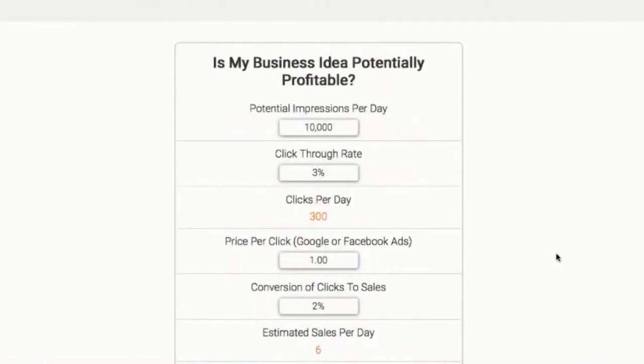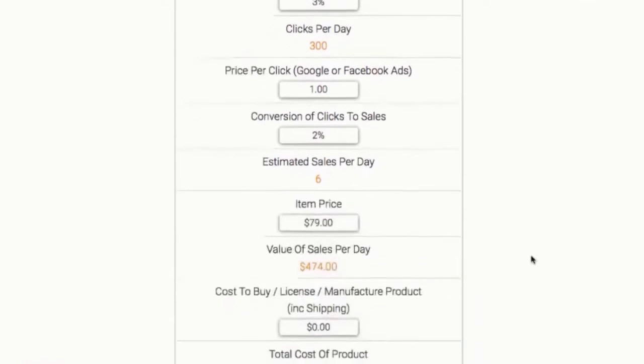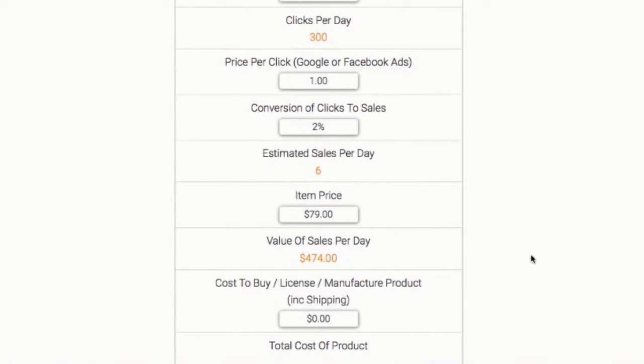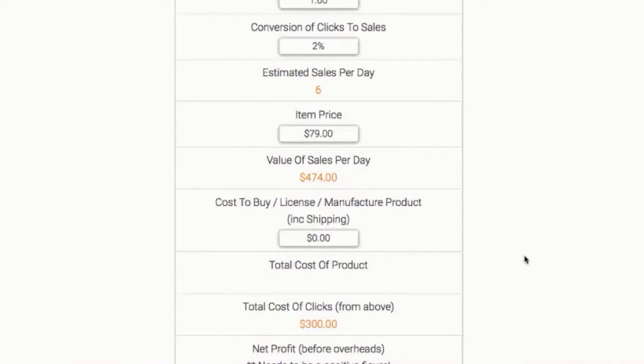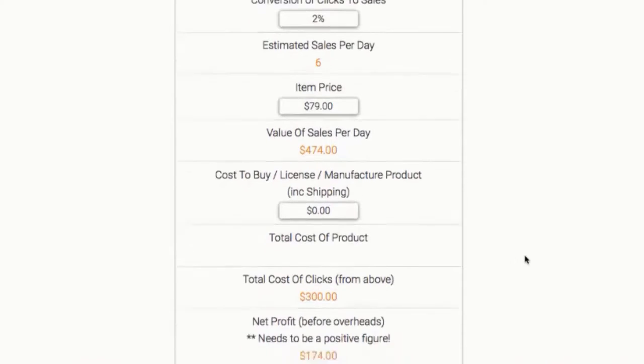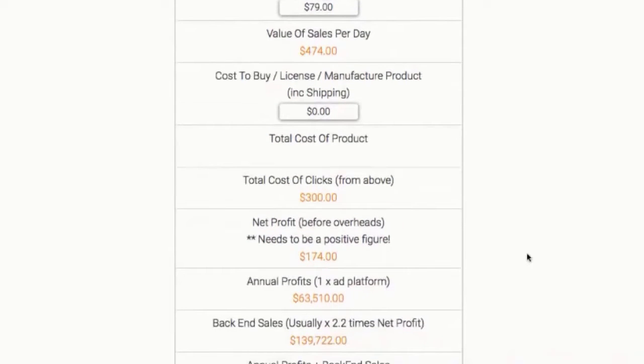So at 10,000 impressions a day with a click-through rate of 3%, we're going to get 300 clicks a day. Our price per click is $1 and we're going to get a 2% conversion to sales. So that means we're going to make an estimated 6 sales a day at $79. So the value of sales per day is $474. The cost to buy, license or manufacture the product in this case is $0. So we've got nothing in the total cost of product box. The total cost of clicks from above is $300, so our net profit before overheads is $174 a day.